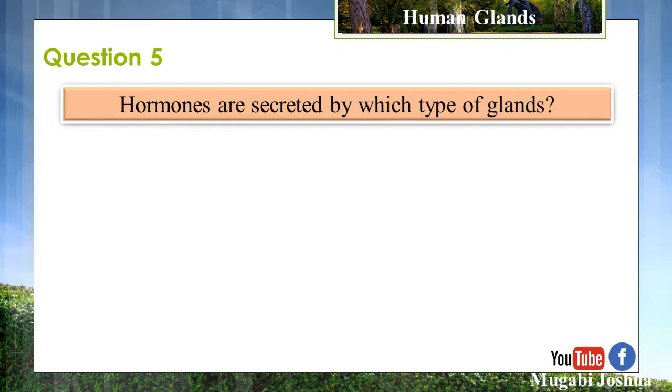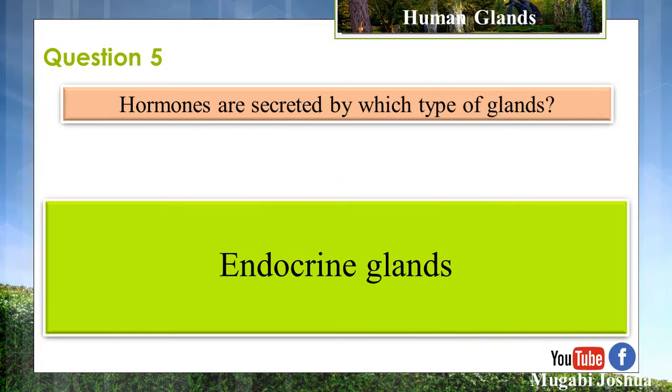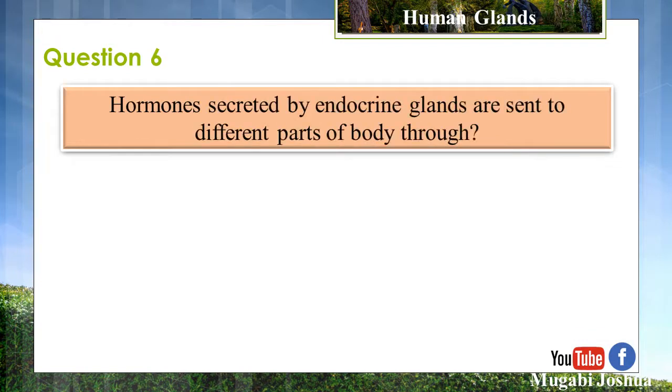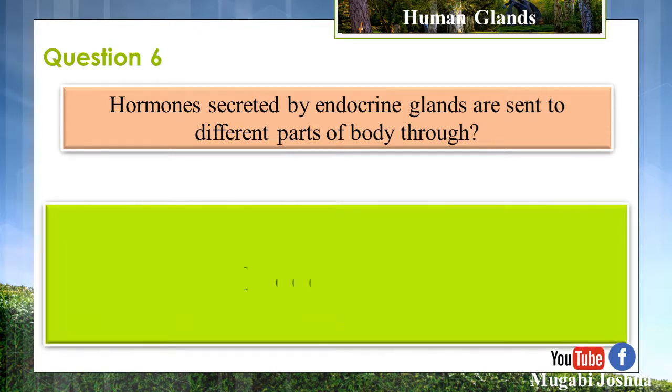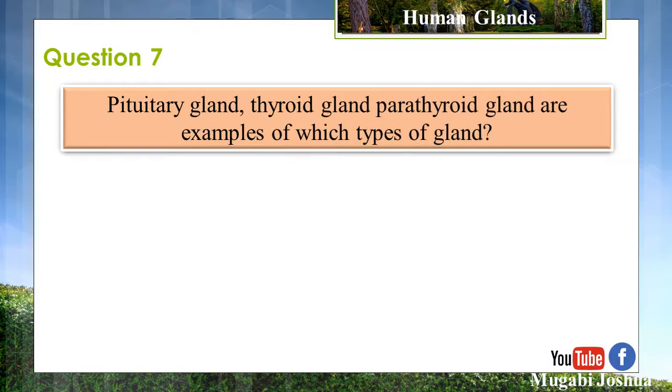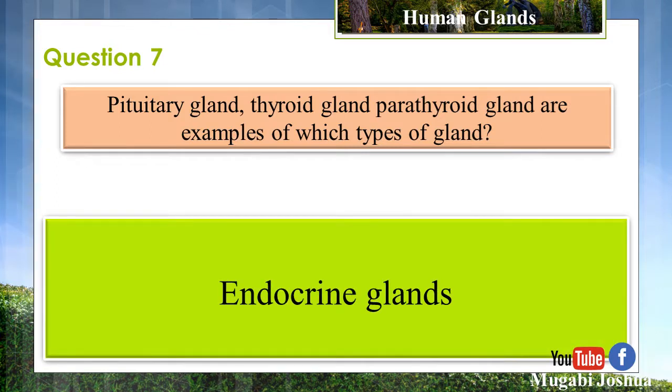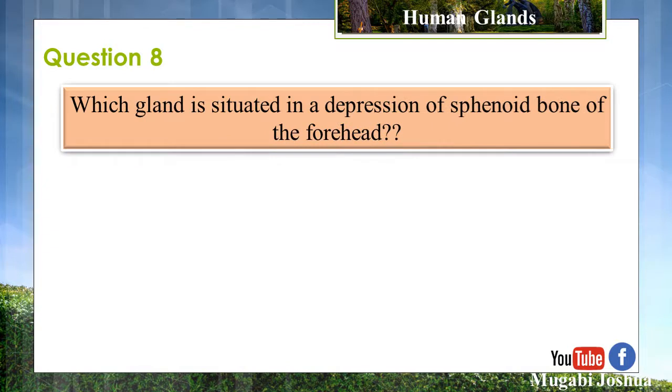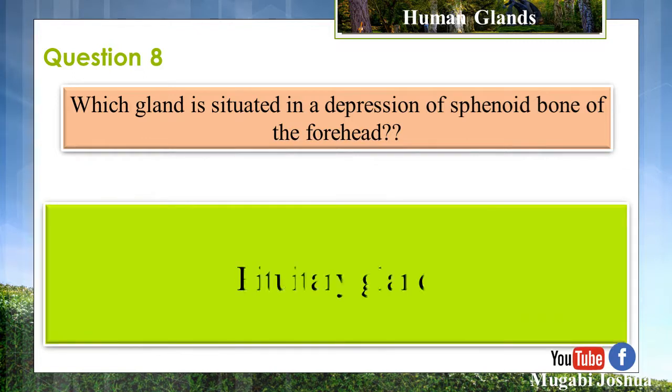Question 5. Hormones are secreted by which type of glands? Endocrine glands. Question 6. Hormones secreted by endocrine glands are sent to different parts of the body through blood plasma. Question 7. Pituitary gland, thyroid gland, parathyroid gland are examples of which type of glands? Endocrine glands. Question 8. Which gland is situated in a depression of sphenoid bone of the forehead? Pituitary gland.